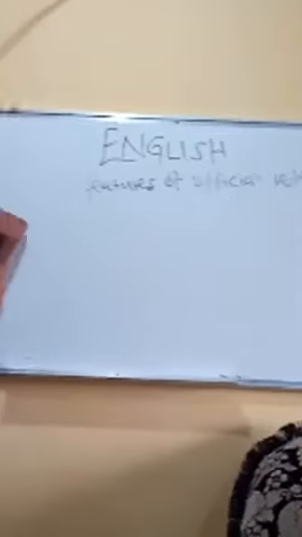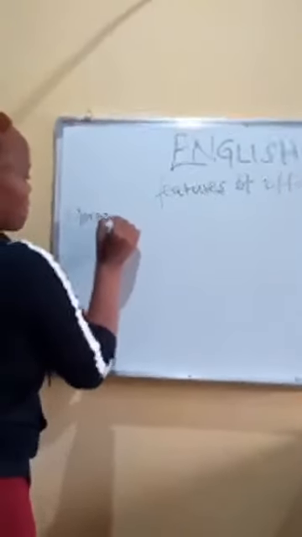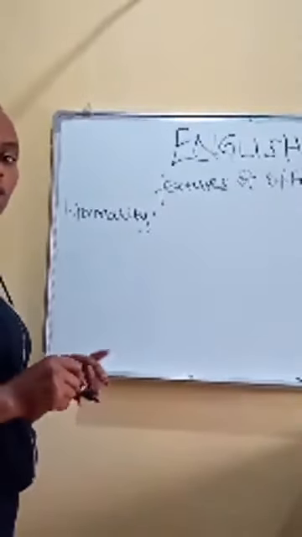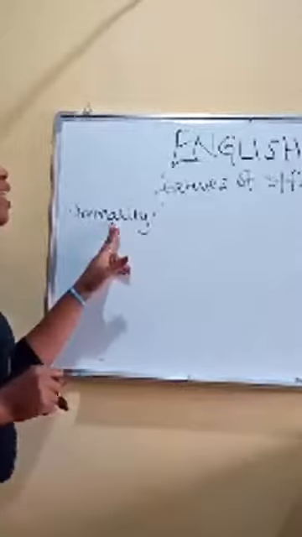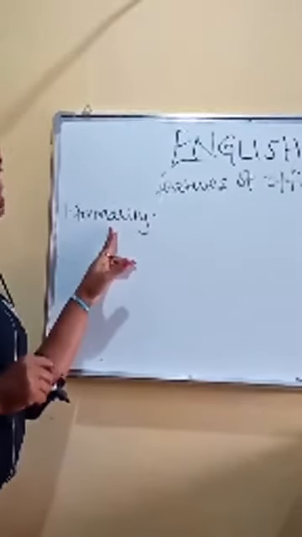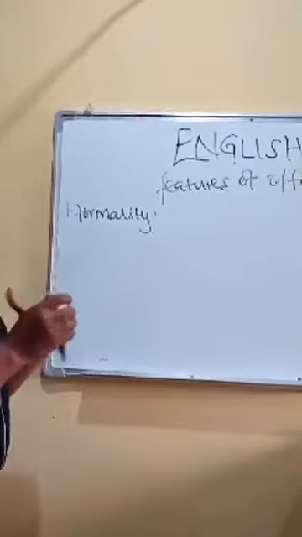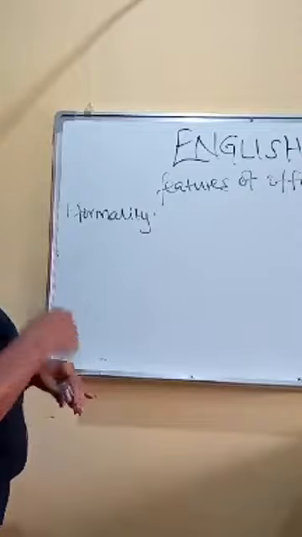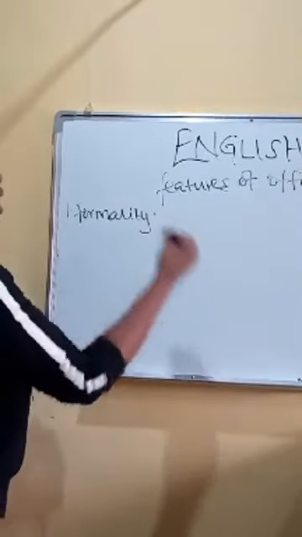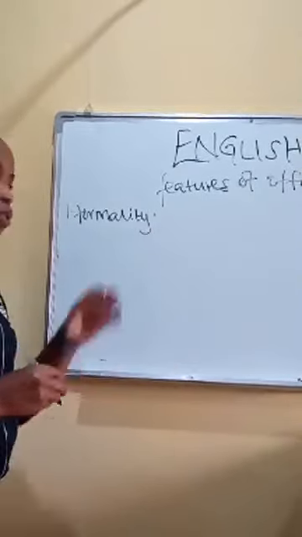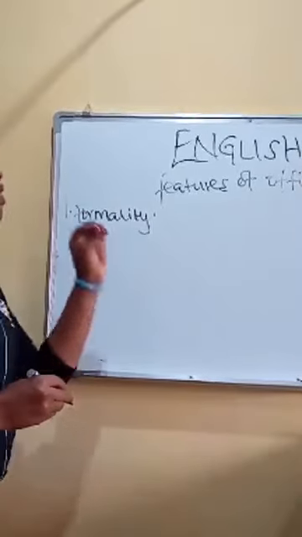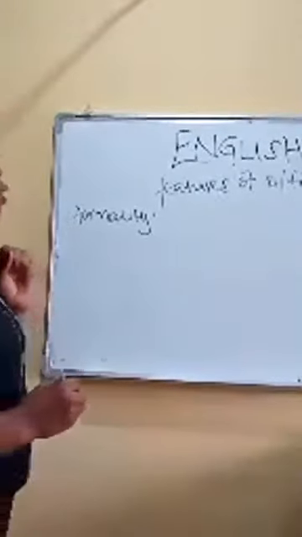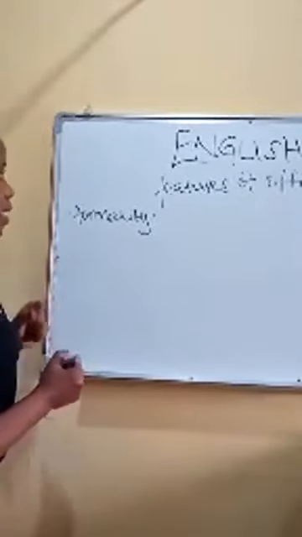Number one is the formality. Now here, when you're looking at formality, you have to remain formal as much as possible. Avoid idle talks, avoid gossips, avoid hearsay, like I had this, you had that. Avoid such. So when it comes to formality, remain formal. That means that even the language that you're going to use must be formal as much as possible. That is number one feature.